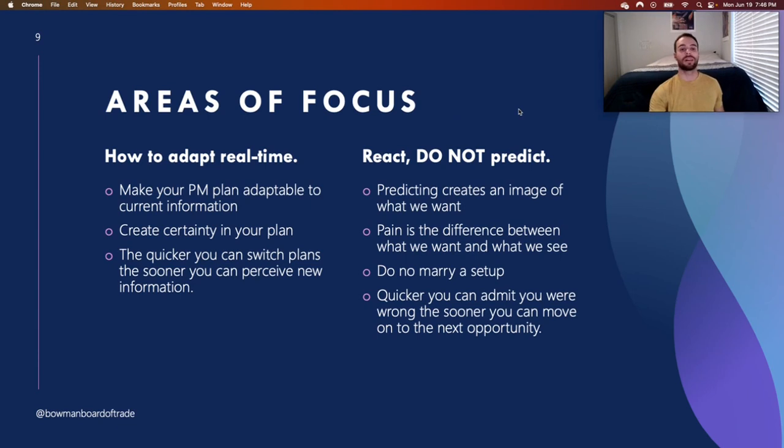So I just wrote down some points about how creating a pre-market plan will help you. It will help you adapt in real time. You need to make your plan simple so you can adapt to the current market information. And you need to create certainty in your plan. If this breaks, I will do this. It needs to be clear levels.